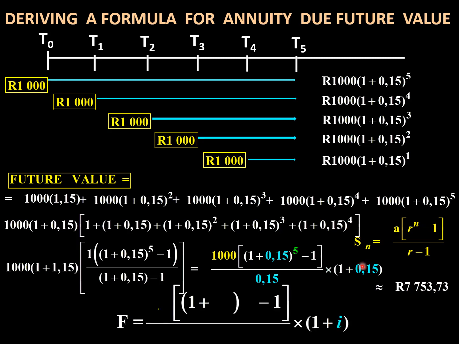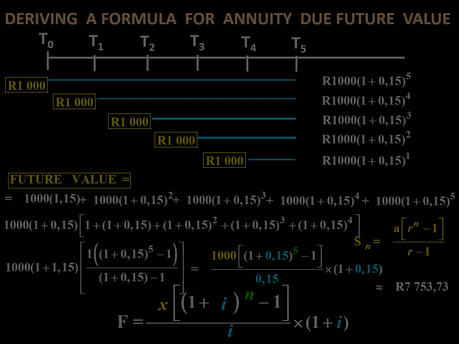So let's see there again. The 1,000 becomes my X value. My 0,15 is my I value. There's another 0,15, and then we have this 1 plus. So the only difference is you take the future value and you times it by 1 plus I. And that's the formula that we use for the future value of an annuity due.